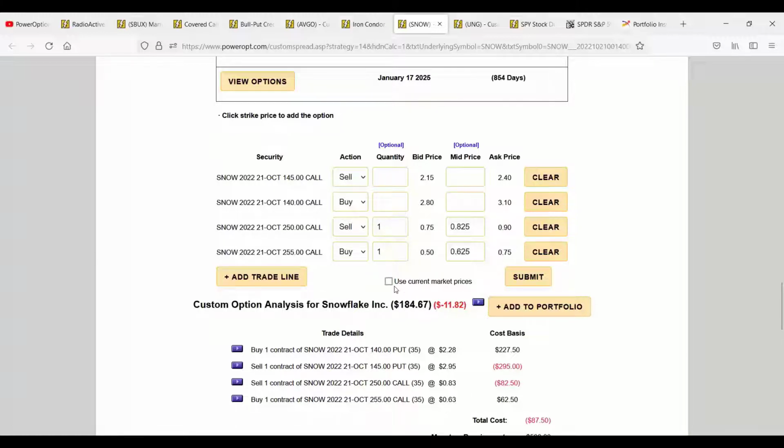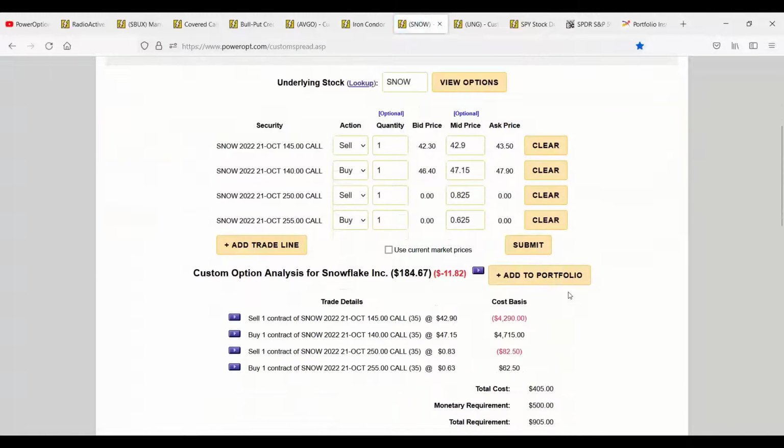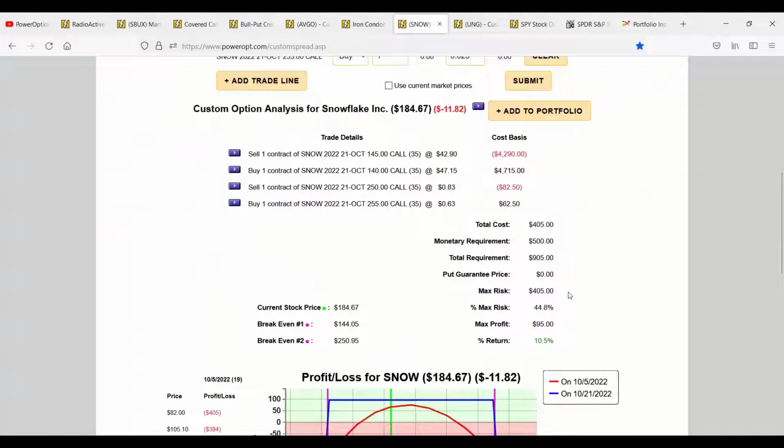Yes, that's a debit spread. So instead of the bull put, we're doing a bull call debit with a bear call, an all call condor. And now the bid-ask spread took a chunk, didn't it? Now it's only a return of 10.5%, max risk of 405, max profit of 95 instead of 87.50.